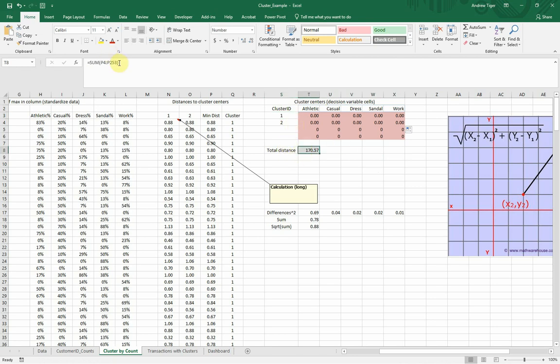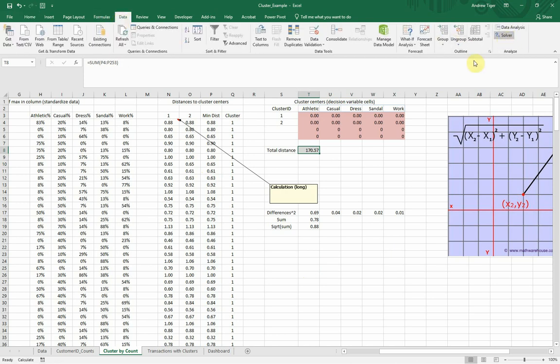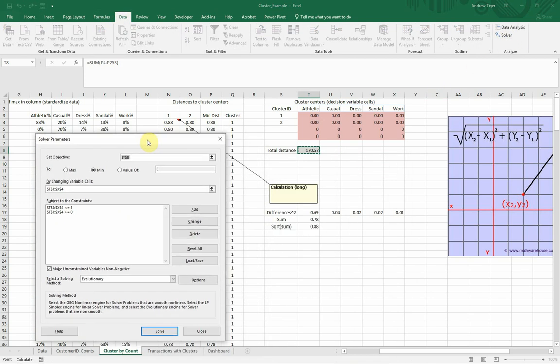The total distance is the minimum distance added up. All we're trying to do is pick the minimum distance. These numbers will be selected to make the sum of this as small as possible. Well, how do we do that? We use optimization. If you go under Data, Solver, it's already set up for you. We're trying to minimize this distance by changing these cells, T through X.